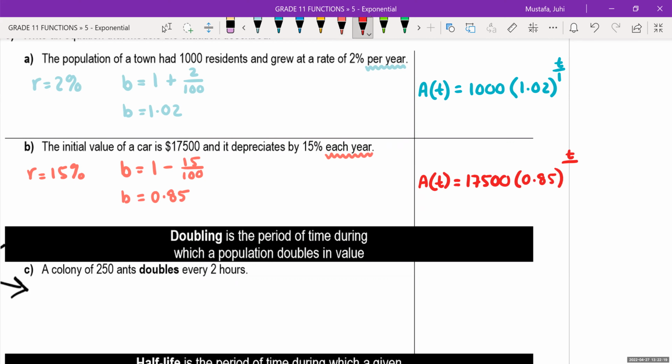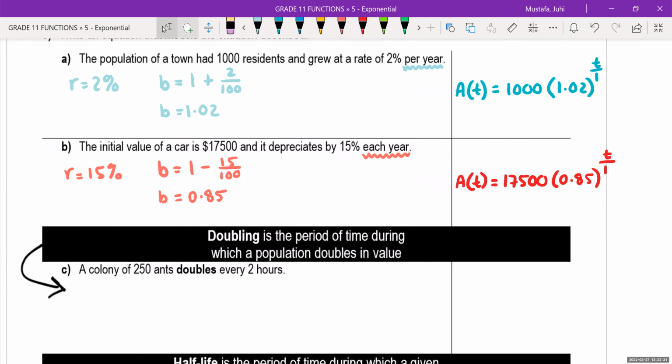I like to keep it very simple. Whatever the question is asking me for, that is what I'm going to write. So if it says per year, I'm writing 1, and all of my t values will be in years. Are you guys getting the hang of it?